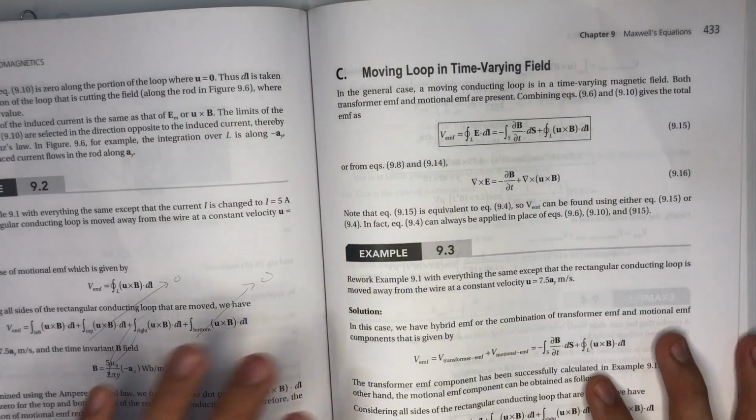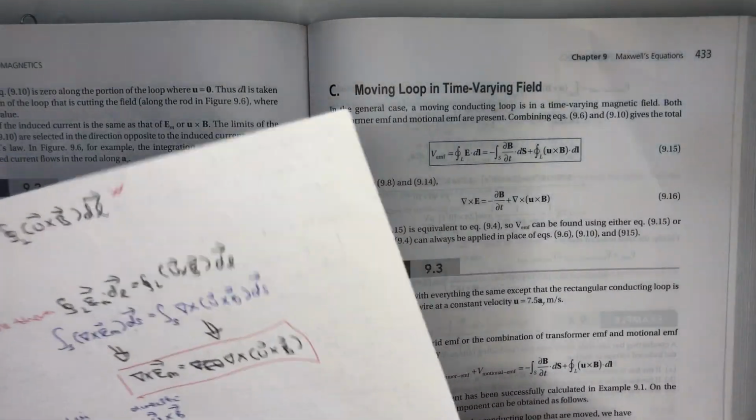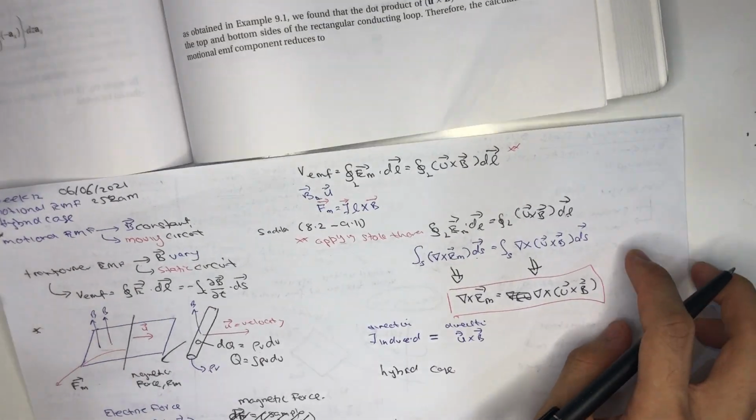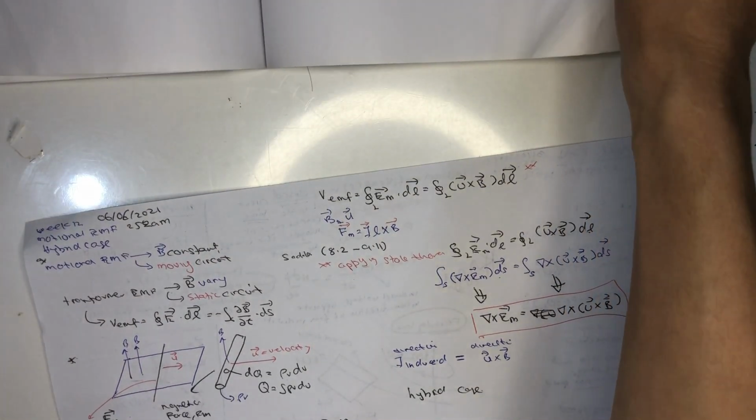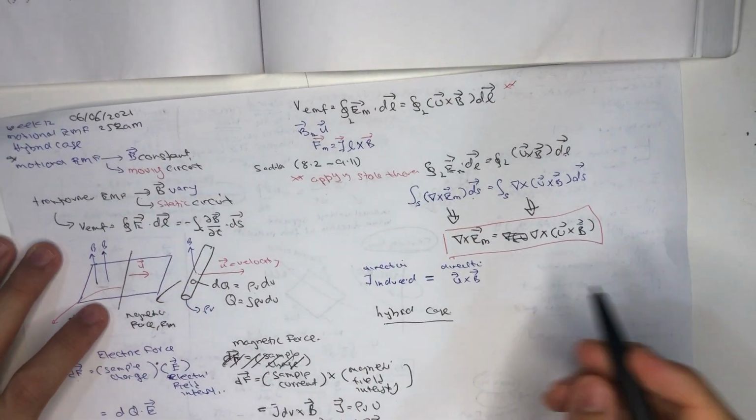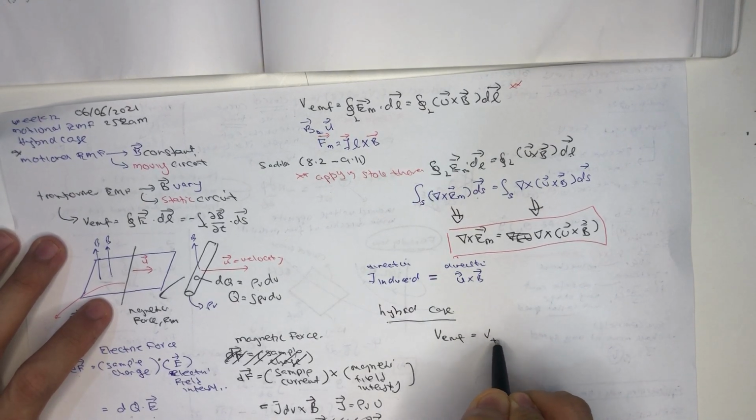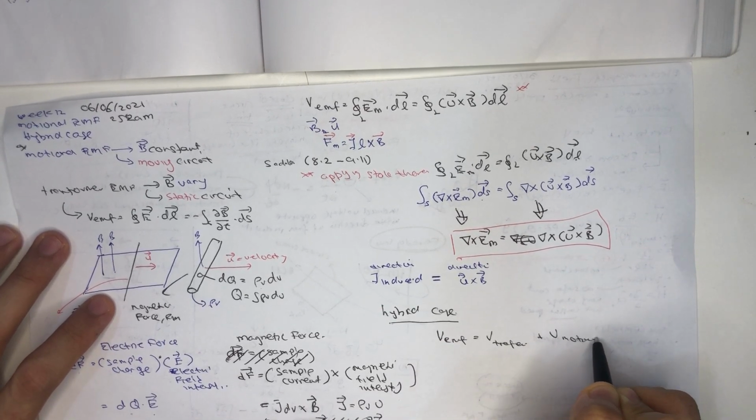How about the hybrid case? The hybrid case is a combination, so nothing new about it. Hybrid case is just a combination. The EMF for the hybrid case is the transformer EMF plus the motional EMF.